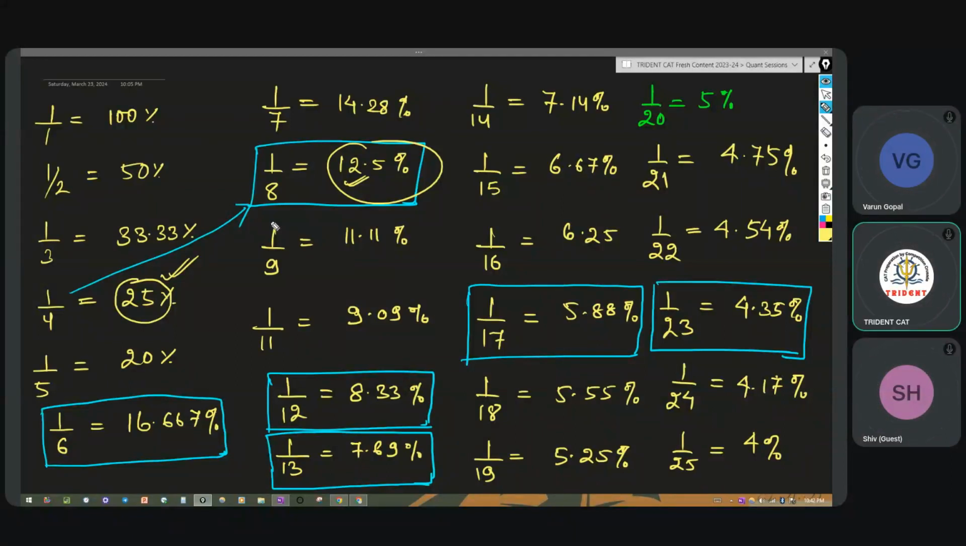Or Varun and Shiv, both of you can do one more thing. I will give you this table that you can take a printout of and then paste it somewhere on your wall. Yes, sir.